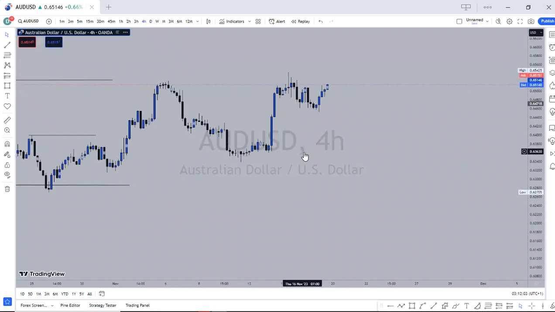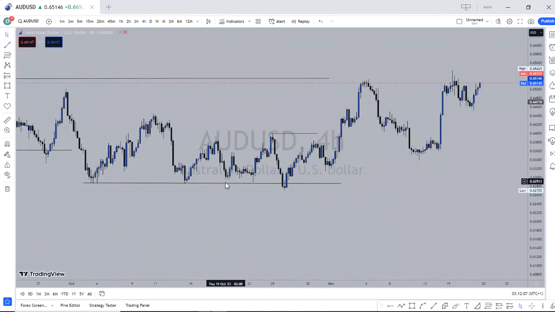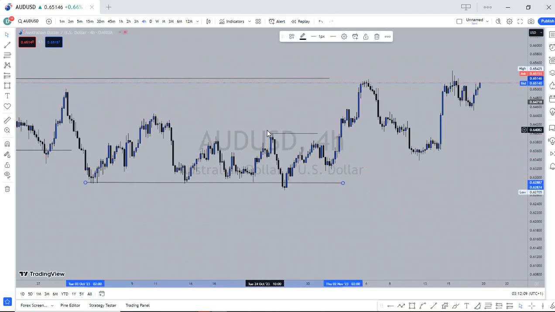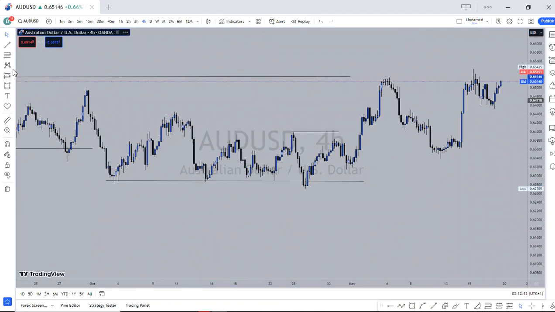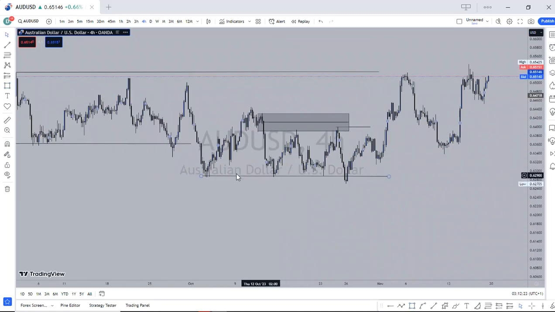Running down to the forward time frame right here. So this is the area of support at which price bought from, and where did it trade into? It traded into imbalance, right? Then finally came downwards to hunt this low.